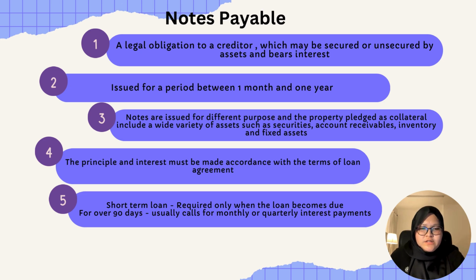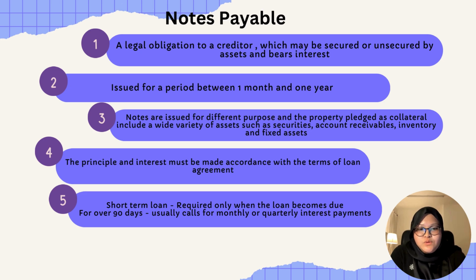So, here it mentions secured or unsecured assets, where a secured asset is an asset that has collateral, and vice versa, an unsecured asset has no collateral. So collateral here means a property or a valuable asset that the borrower offers in order to secure the loan. And next, notes payable are issued for a period between 1 month and 1 year. But there are also long-term notes payable, which exceed the period of 1 year.